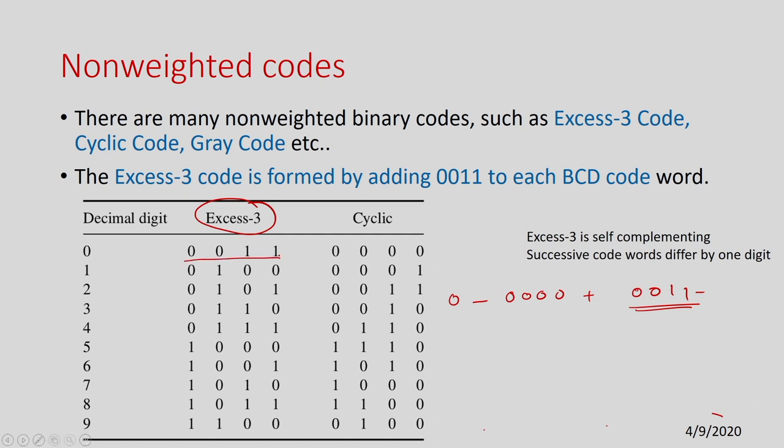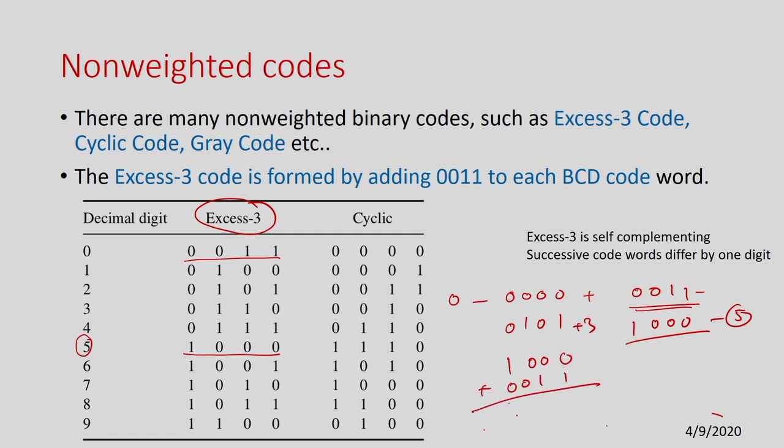Whatever your binary representation, let us say we take 5. This is 0 1 0 1, and if you add 3, it becomes 8, that means 1 0 0 0, which is the corresponding 5 in excess 3. Now if you take 8, in binary it is 1 0 0 0, and if you add 3, that is 0 0 1 1, it becomes 1 0 1 1. So, 1 0 1 1 corresponds to 8 in excess 3.